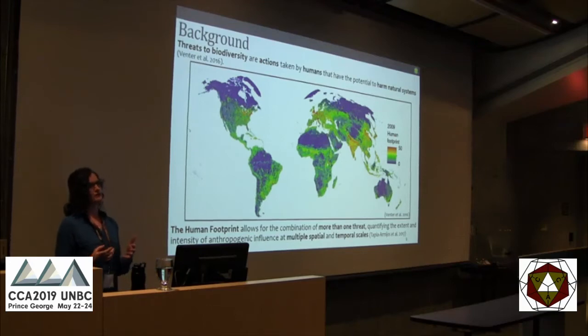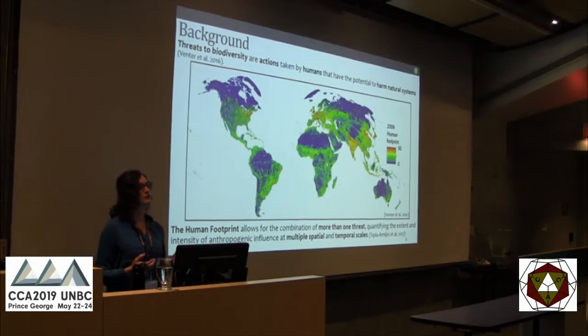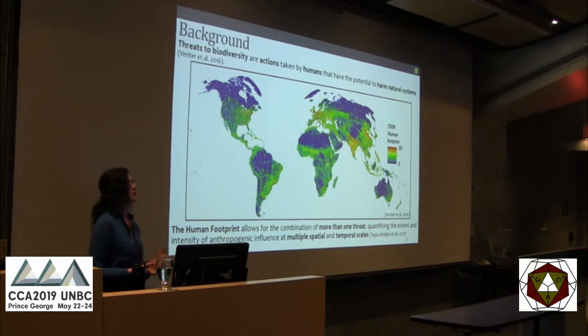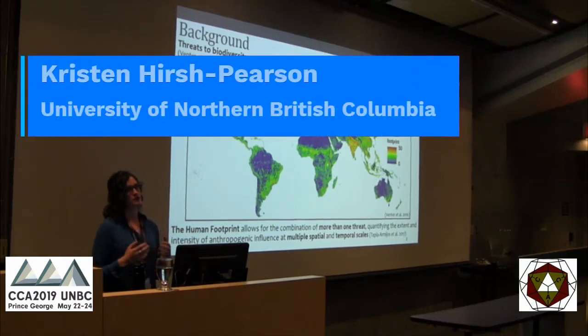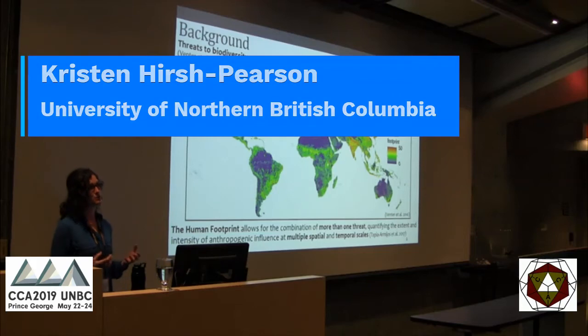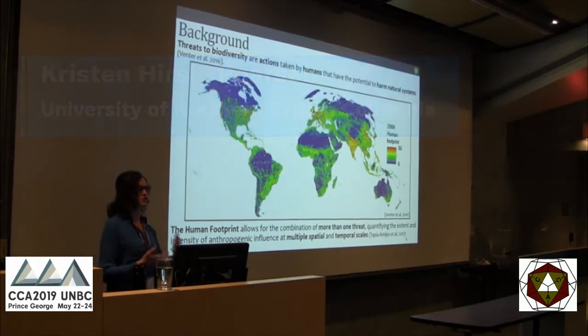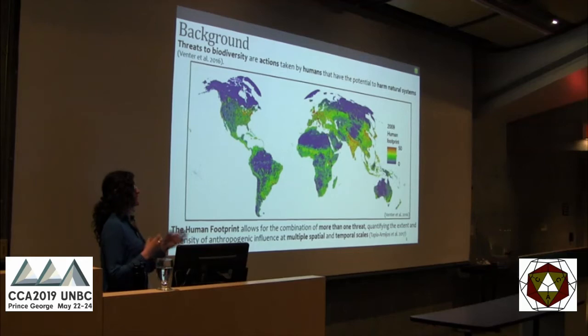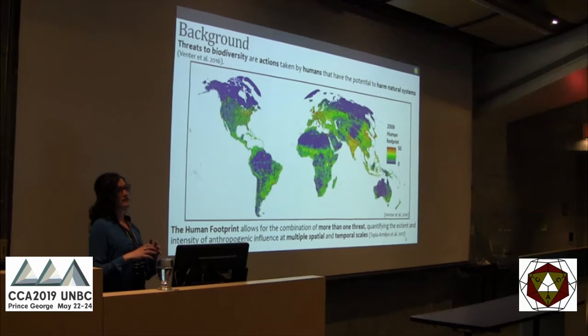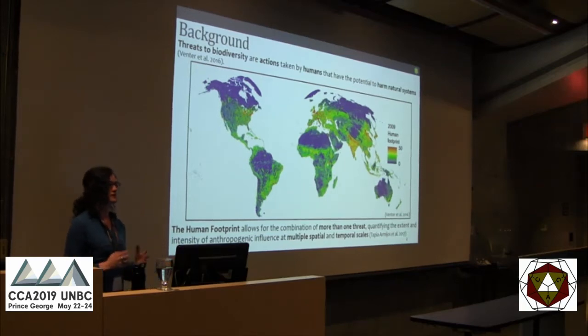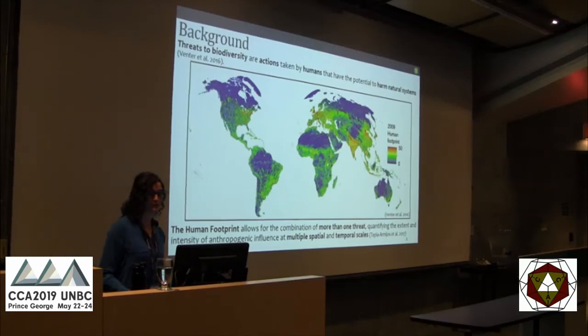So threats to biodiversity are actual actions taken by humans that harm natural systems. By showing these pressures, we have an idea of where these threats are overlapping. It's a really incredible and exciting tool that we can use, because you can show more than one threat. You can make it specific to species of study. You can also look at different extents, temporally and spatially. It's really diverse, and there are so many possibilities, which is why this is a really incredible tool.